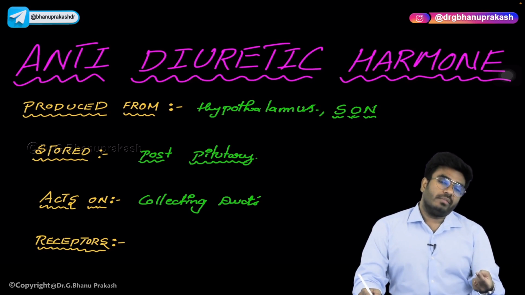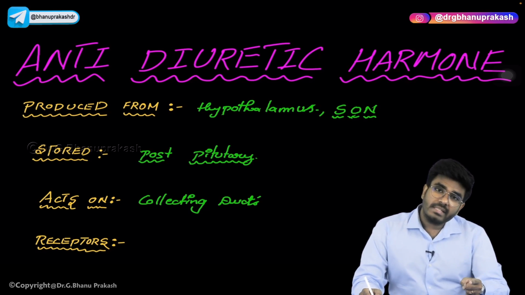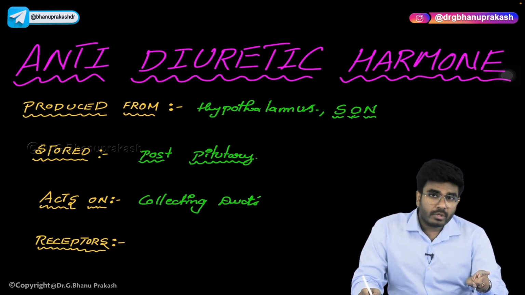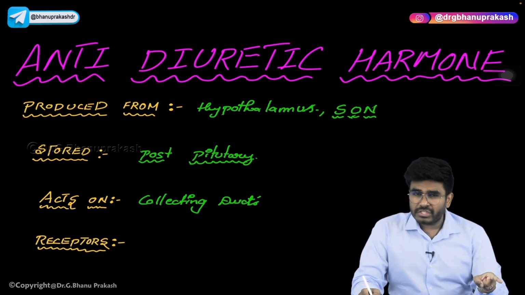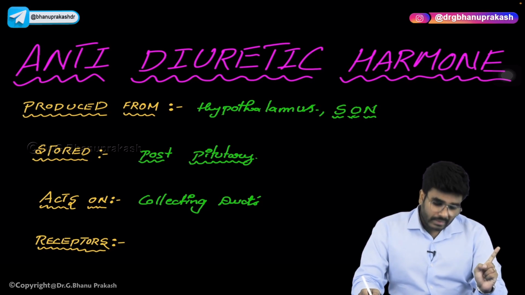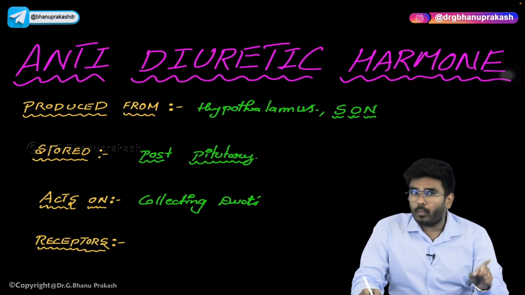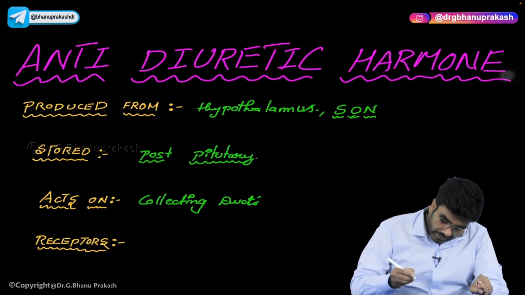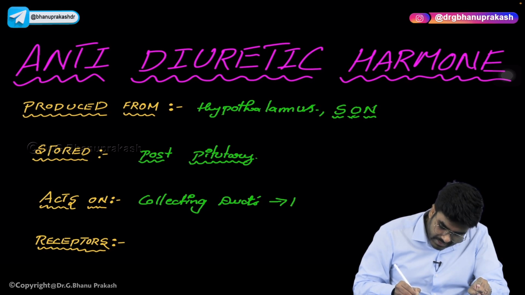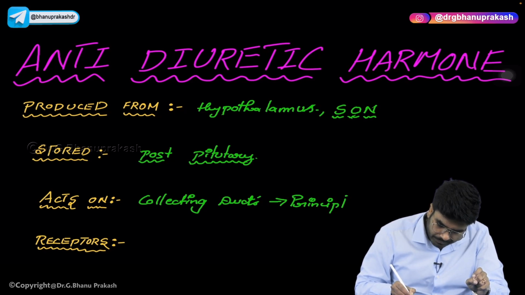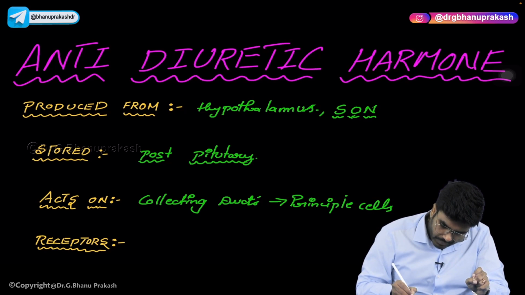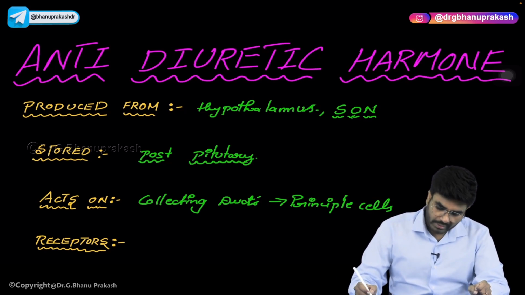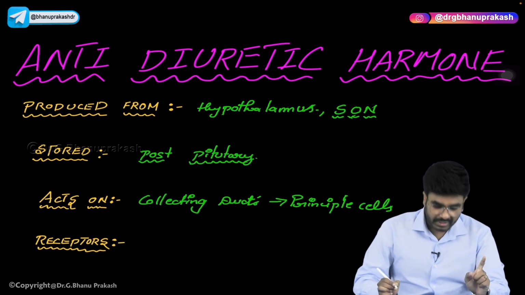Please try to recollect. Aldosterone acts on which cells? Aldosterone acts on both principal cells as well as intercalated cells. It helps in reabsorption of sodium and excretion of potassium, which we have already seen. Now, we are discussing antidiuretic hormone, not aldosterone. Antidiuretic hormone acts on collecting ducts, but on which cells? Principal cells, not the intercalated cells. So our ADH acts on the collecting ducts, mainly on the principal cells.